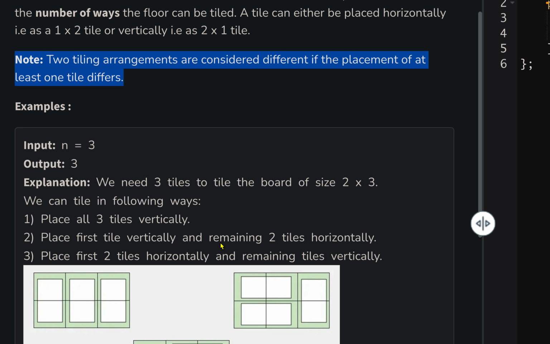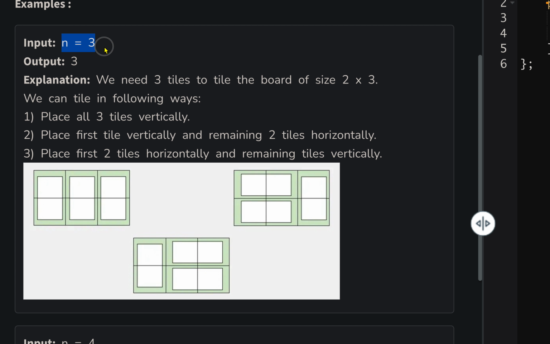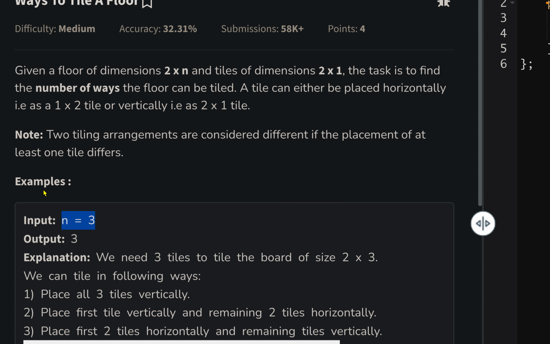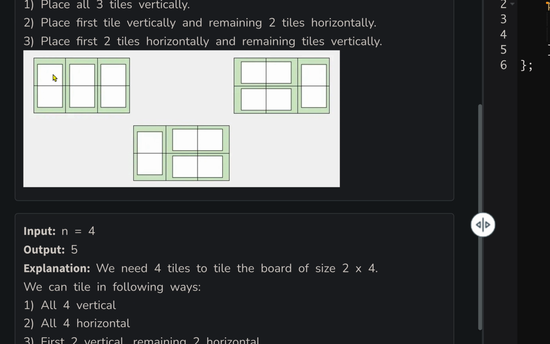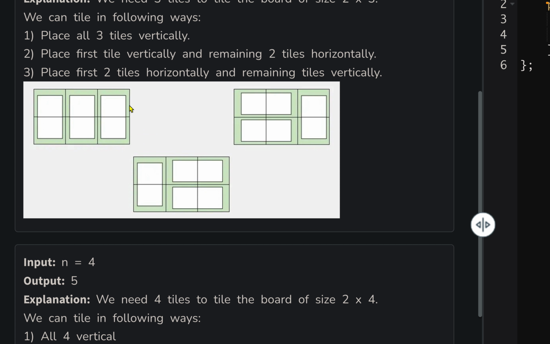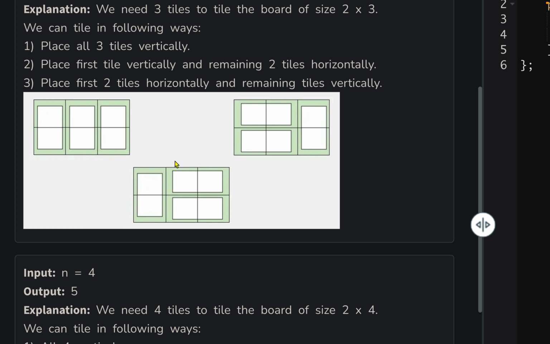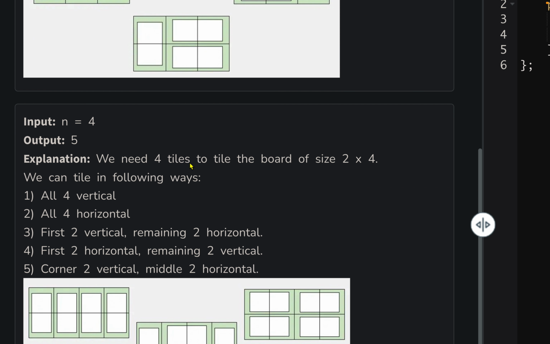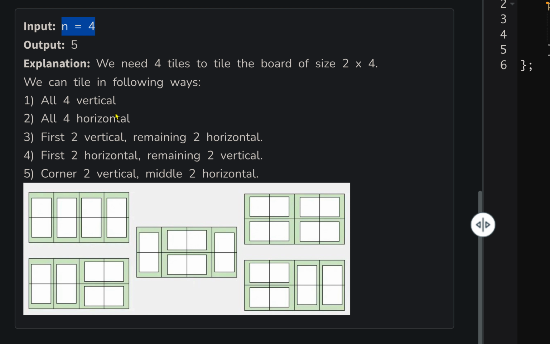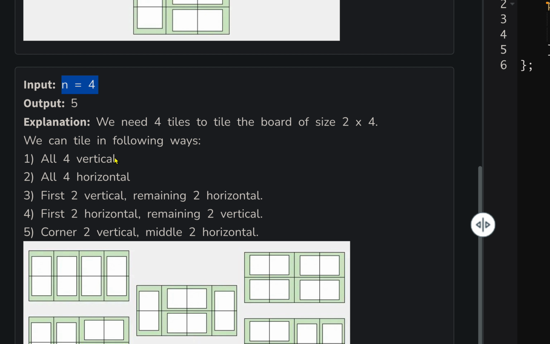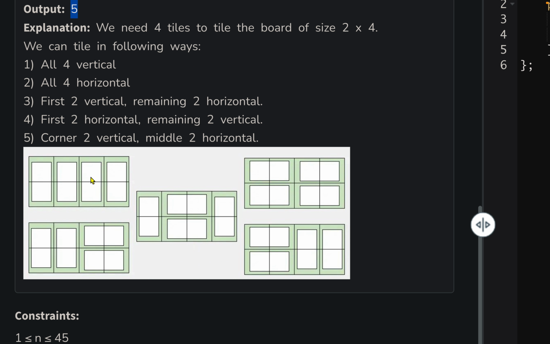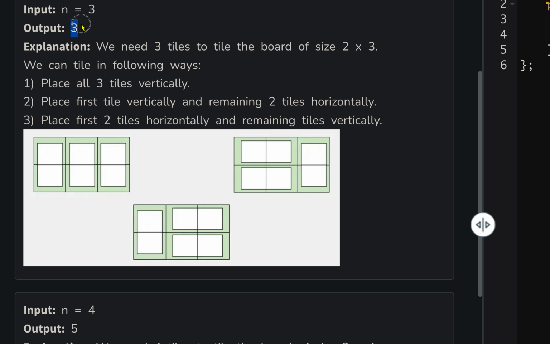So let's quickly jump to an example. So we have 3, that means 3 cross 2, or 2 cross 3, sorry, my bad. So 2 rows, 3 columns, and we can either place 3 of them vertically, or in such an arrangement, or in such an arrangement. Nice. So when we have n as 4, that means 2 cross 4, there are 5 different ways. You can visualize this in 5 different ways. And when it comes to 2 cross 3, there are 3 different ways.